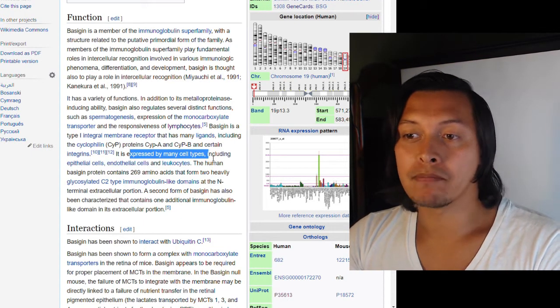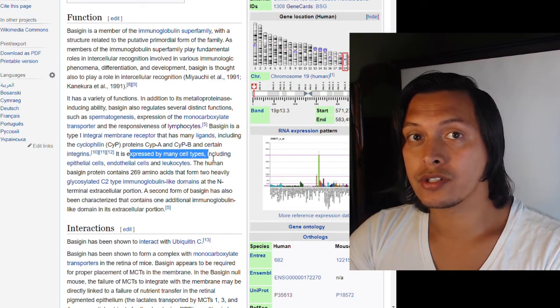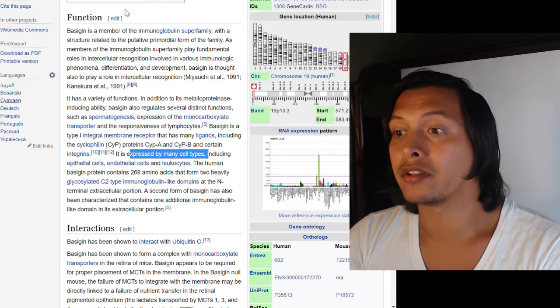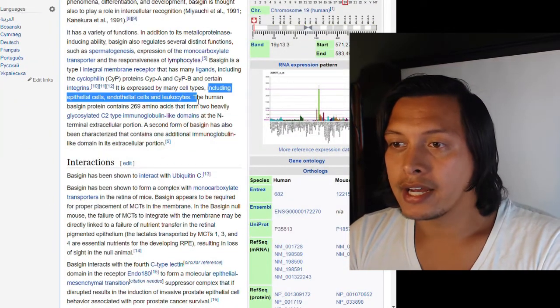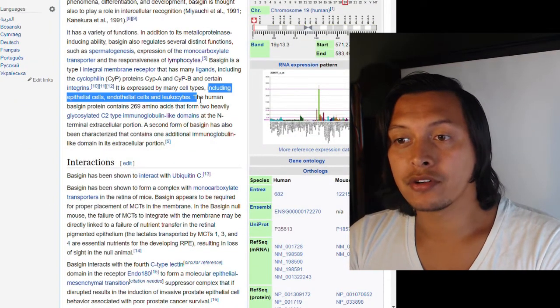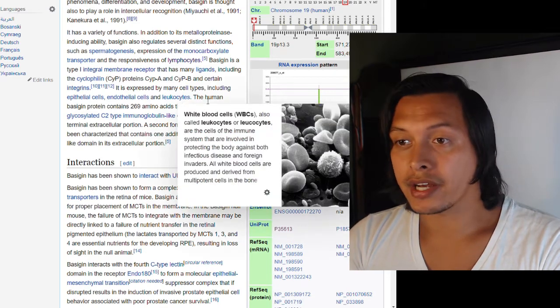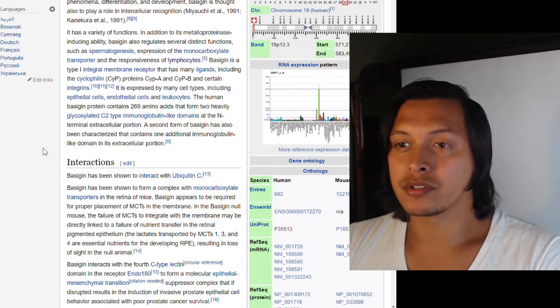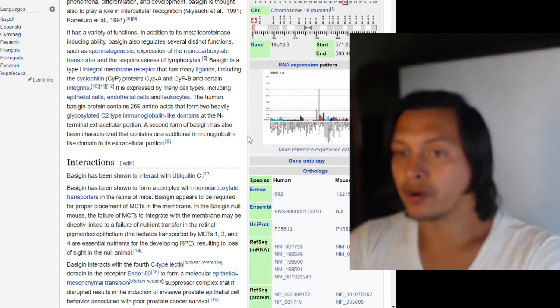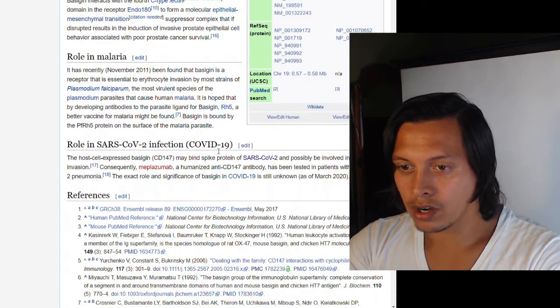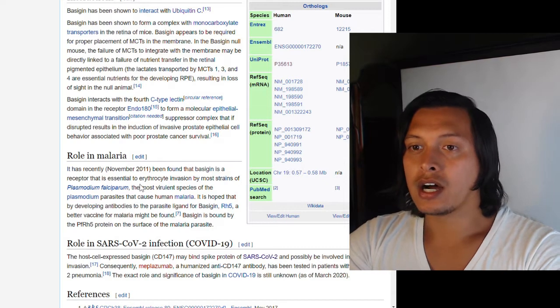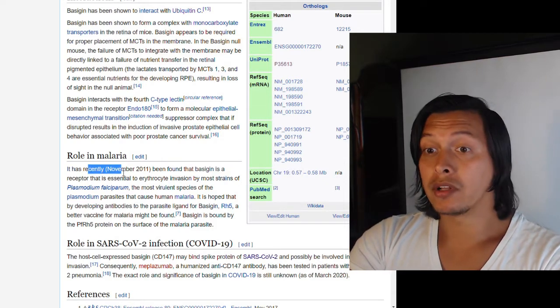It is expressed by many cell types, so it's not just white blood cells you have to worry about. They are expressed by a lot of different cells, including epithelial cells, endothelial cells, and leukocytes. The human Basigin protein contains 269 amino acids, and I think that's all that I want to say here. Just note that this plays a role in malaria.